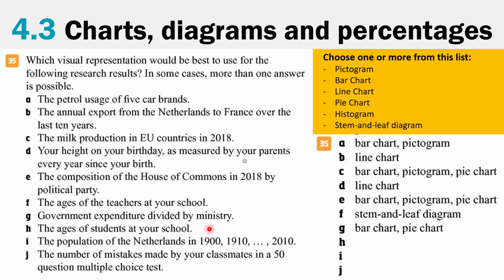H. The ages of students at your school. And now you might say, hey, that looks a lot the same as F. But remember, the list of ages of students is not going to be as wide, not as large as the ages of teachers. I think maybe we start at 11, and we stop at a max of 19, maybe 20, I don't know actually. And therefore, I think using a stem and leaf diagram doesn't work that well here. Because then you just get a very large list, for example, with 14, 14, 14, 14, etc. That's not going to work.